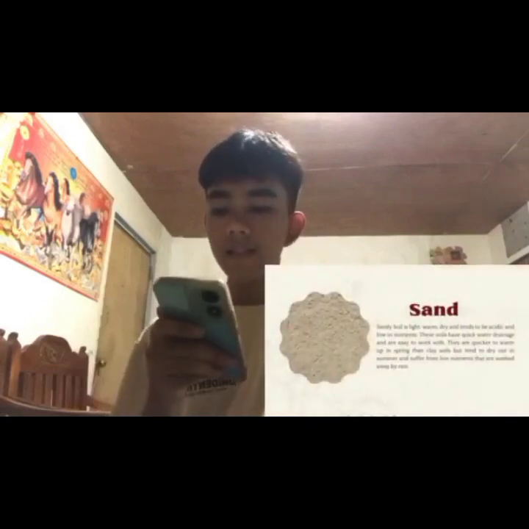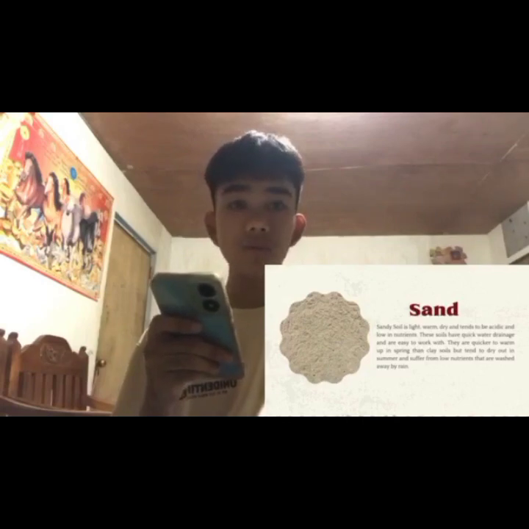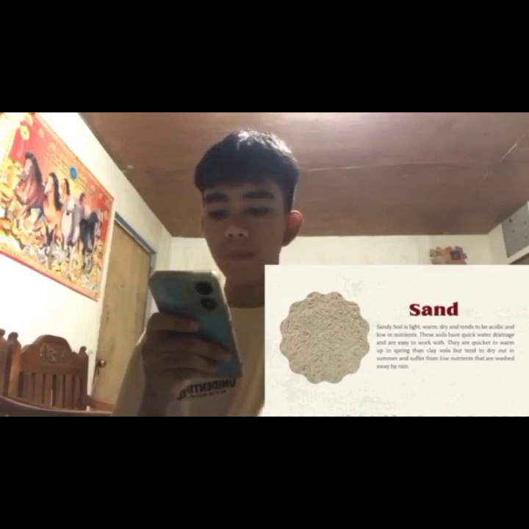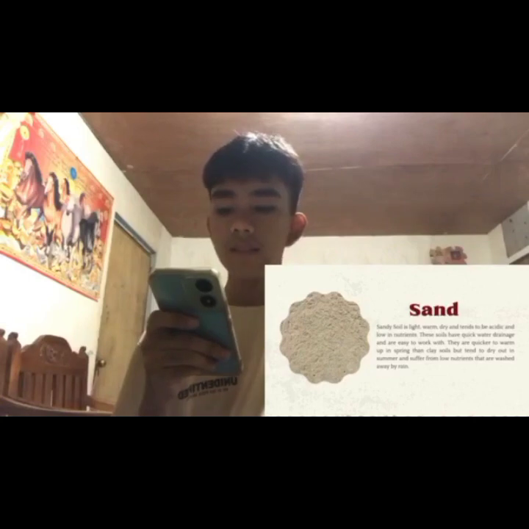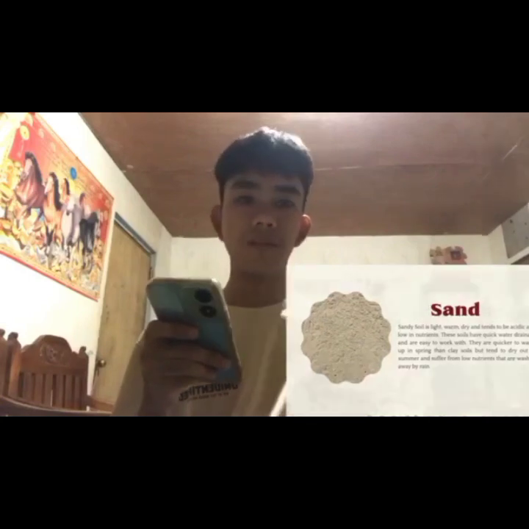The third is the sand. Sandy soil is light, warm, dry, and tends to be acidic and low in nutrients. These soils have quick water drainage and are easy to work with. They are quicker to warm up in spring than clay soils but tend to dry out in summer and suffer from low nutrients that are washed away by rain.